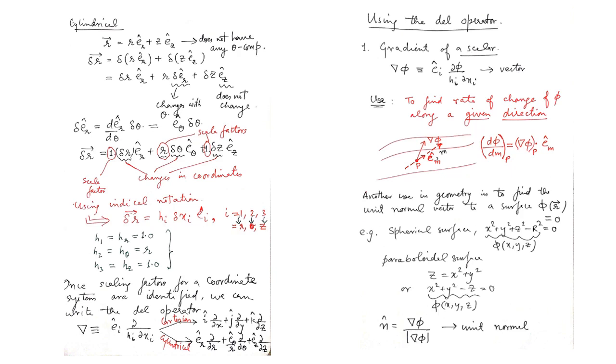So if you want to find out unit normal vectors on these surfaces, you can just find them as grad phi by mod grad phi. That means grad phi gives a vector along the normal direction, and to make that vector unit in magnitude, you divide it by the magnitude of grad phi vector. So this is the use of the del operator or the gradient of a scalar.